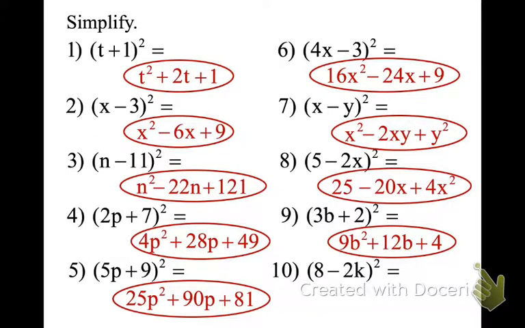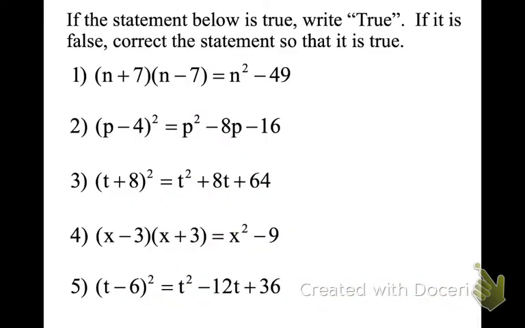Finnegan. 16 minus. Do the middle term. 32k. 32k plus 4k squared. Plus 4k squared. Okay.